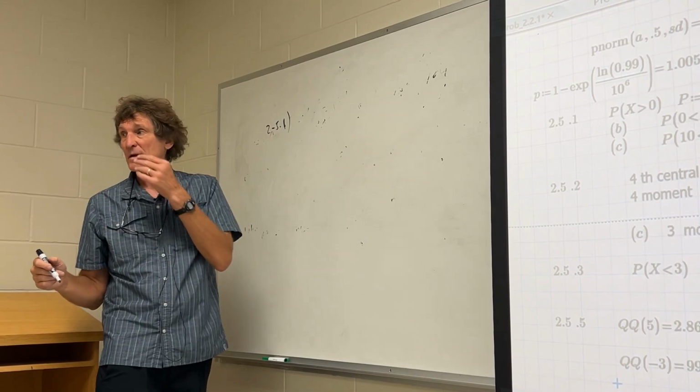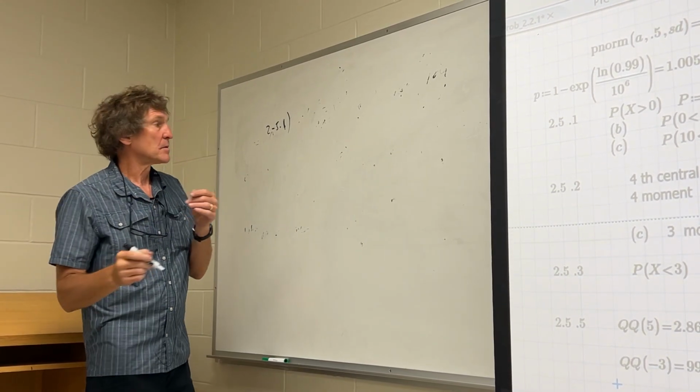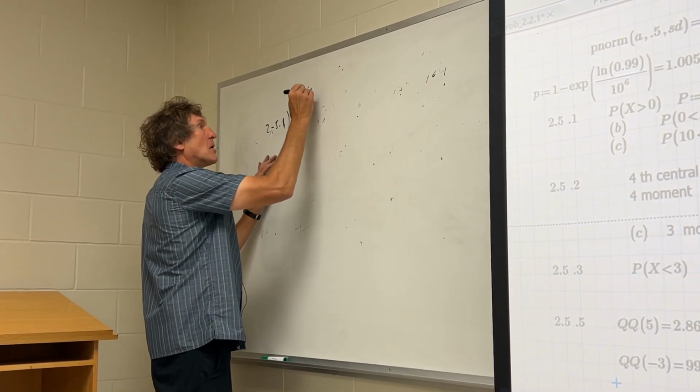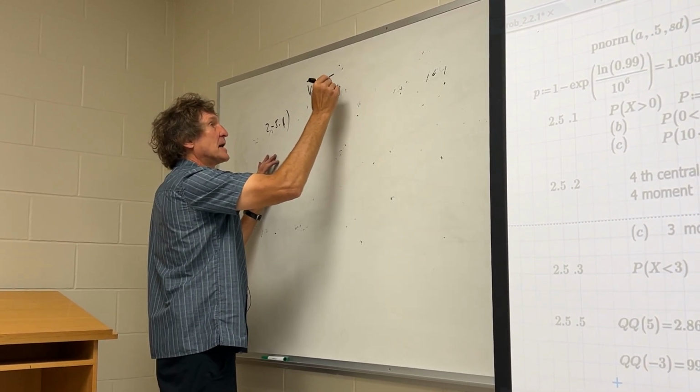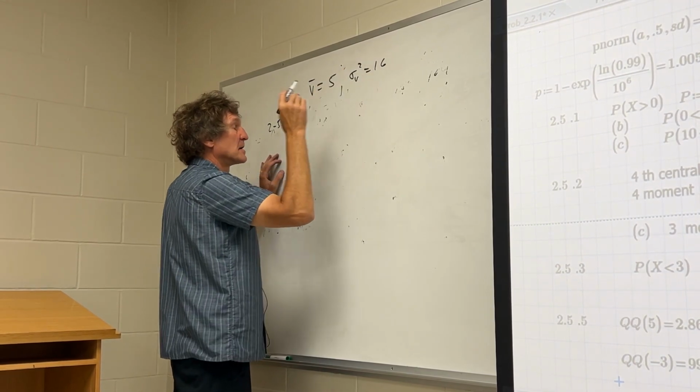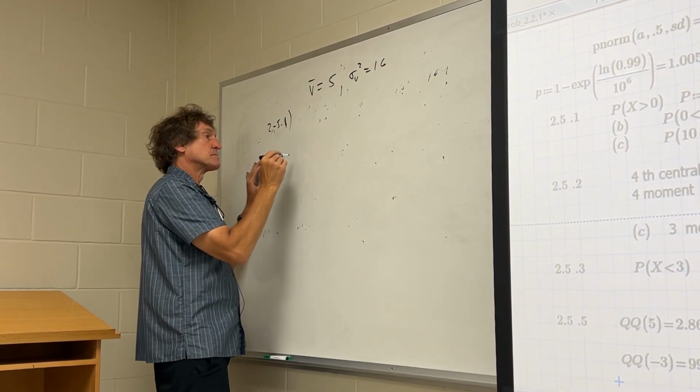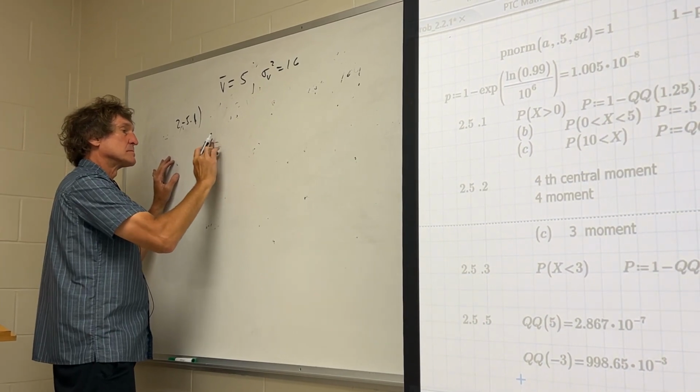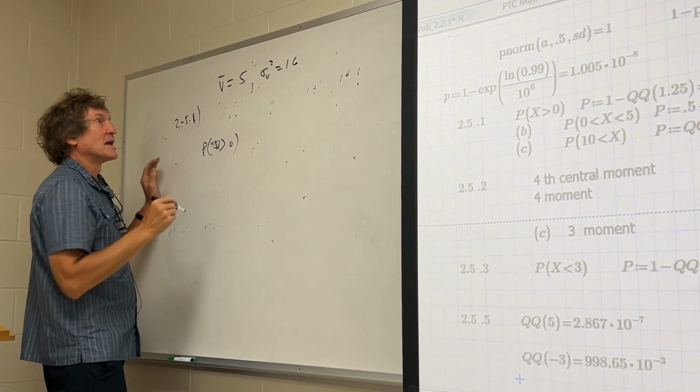Go ahead. A Gaussian random voltage has a mean value of 5 and a variance of 16. What is the probability that an observed value of the voltage is greater than 0?